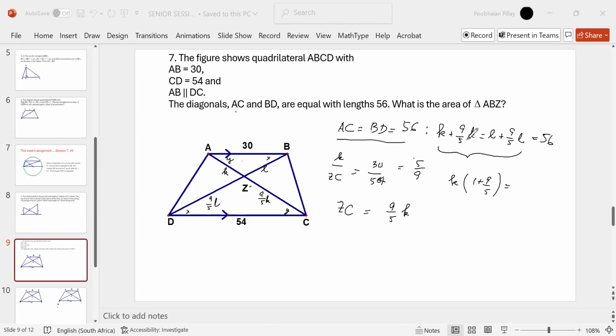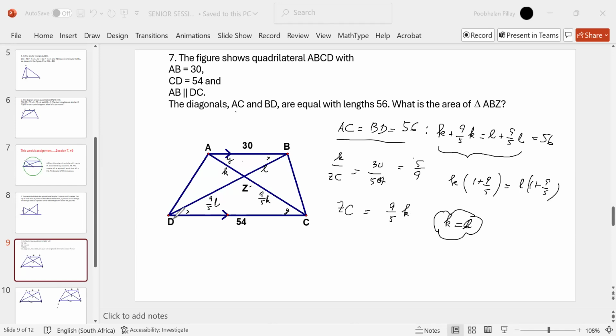And the remaining factor is 1 plus 9 over 5. I can take L out. And this 1 plus 9 over 5 cancels, which means that K is equal to L. K is equal to L, which is very interesting. It means now that these two are equal. That means this is an isosceles triangle.